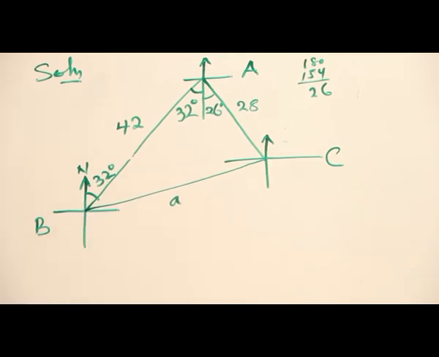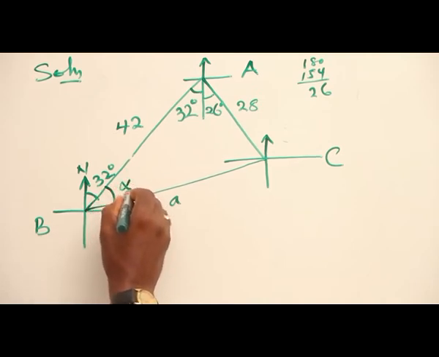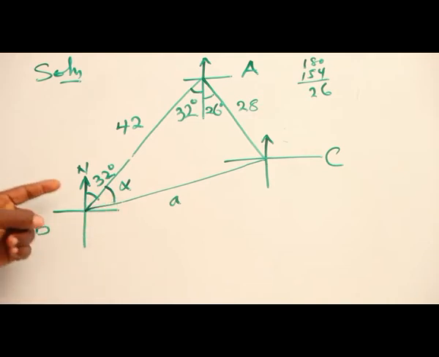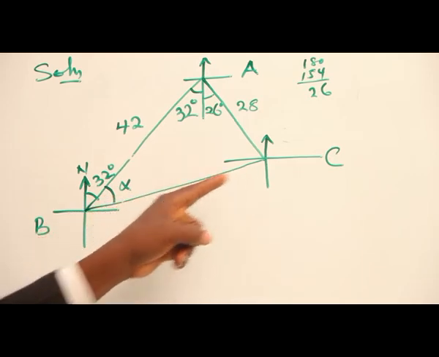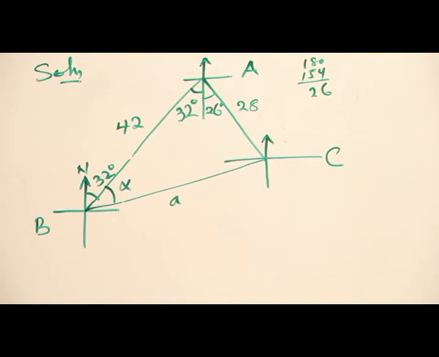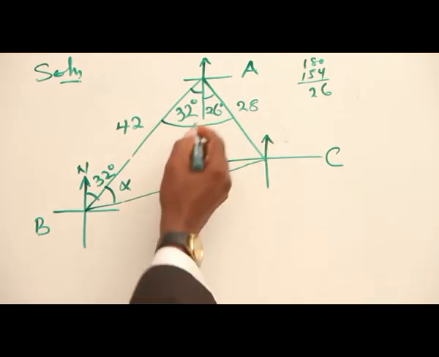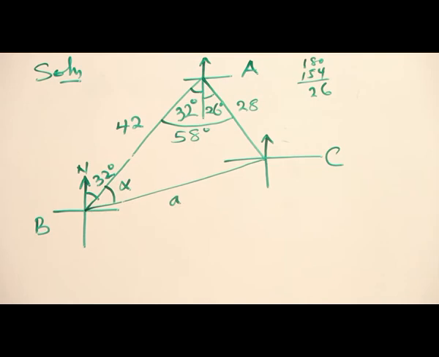All we will need to do later is to find this angle, call it angle alpha. By the time we find angle alpha, we will add it to 32, and that will give us the bearing of C from B. Now the stage is set for us to solve the problem. We will also have to find this, and this one is equal to 58 degrees.